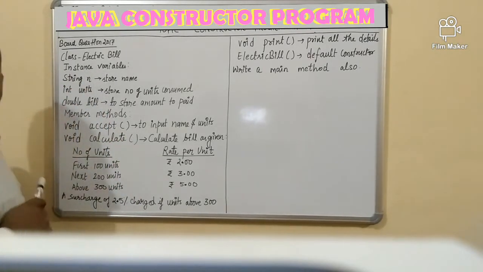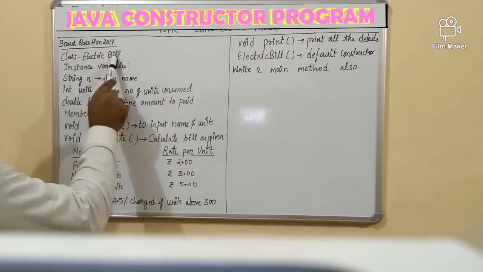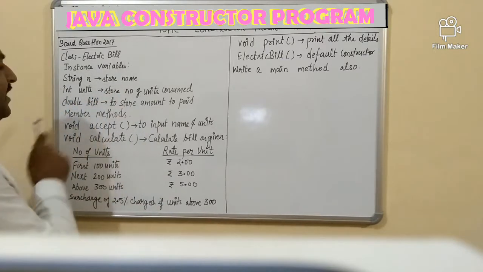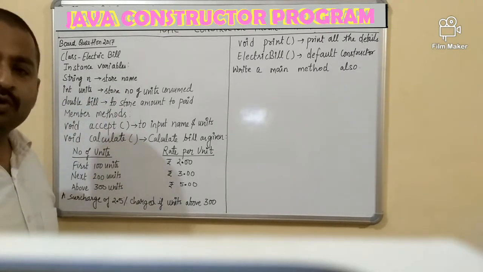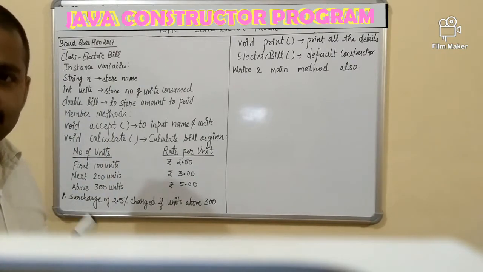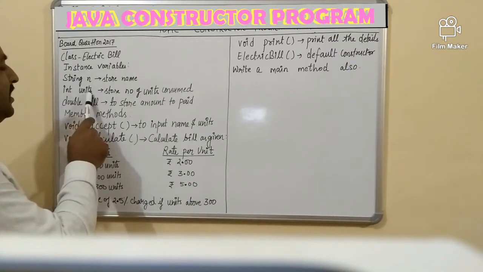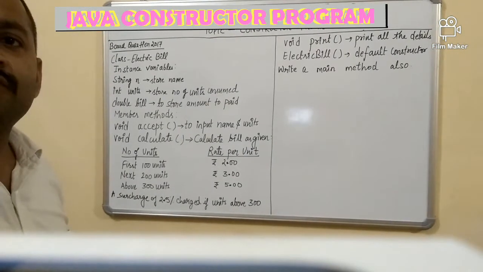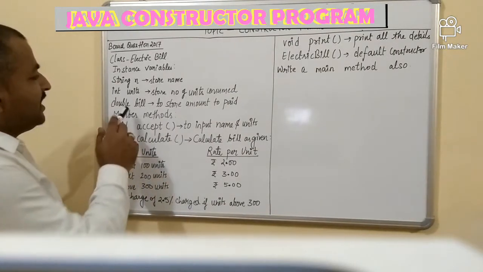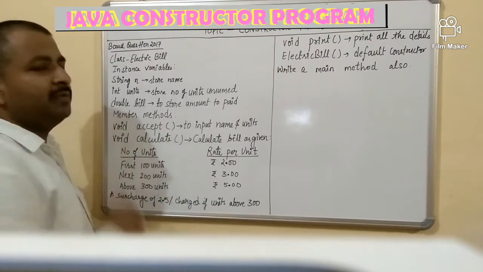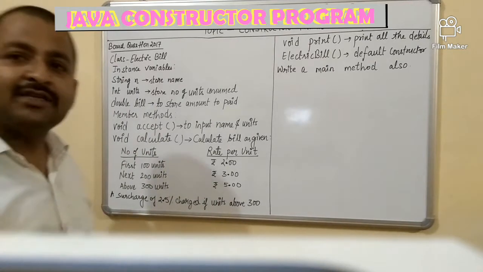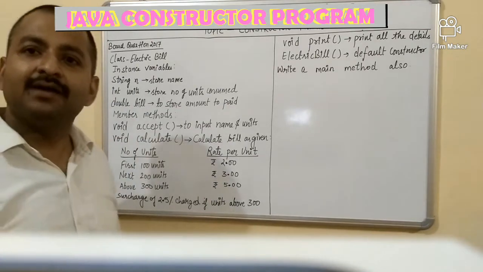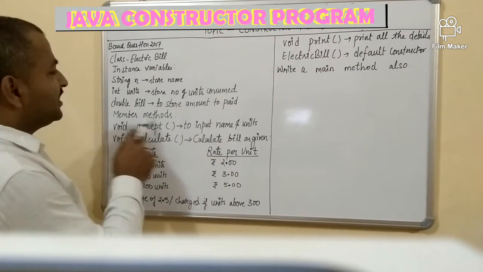First of all, the class is your electric bill. The class name is electric bill over here. Next, the instance variables are being defined, that is string n to store the name of the consumer. Next is your int units to store the number of units consumed. Next is your double bill. This variable is taken to calculate and store the billing amount that has to be paid by the consumer.